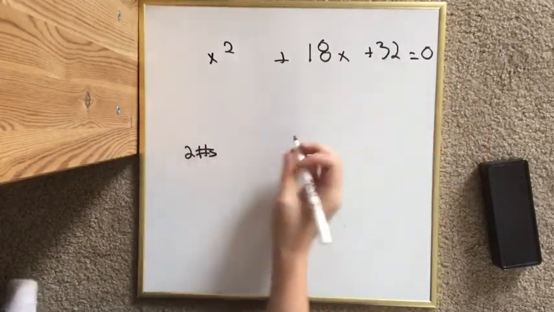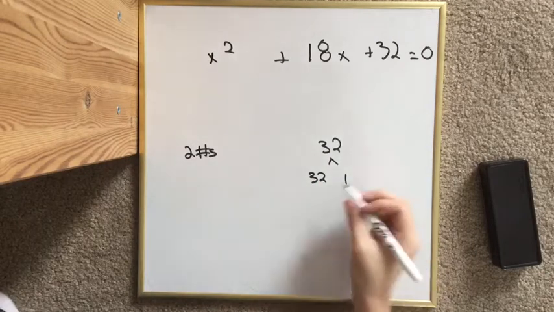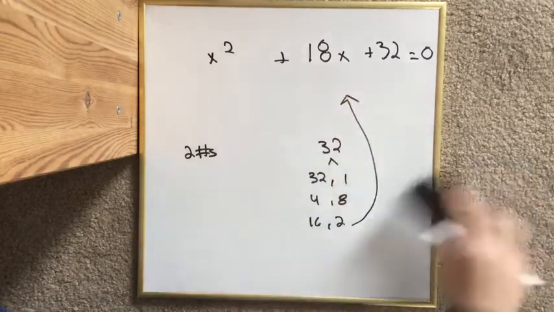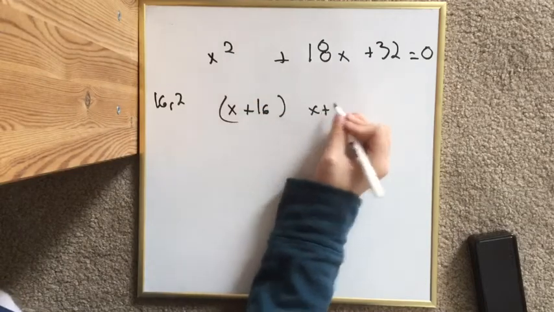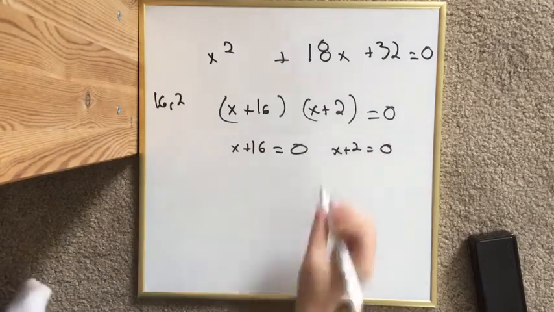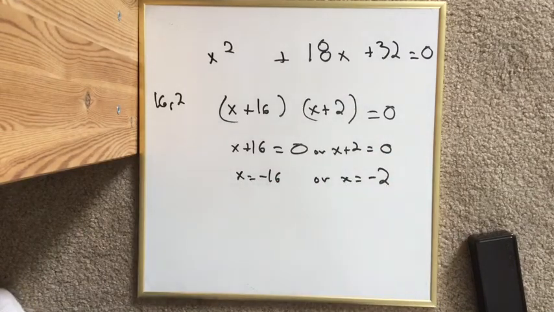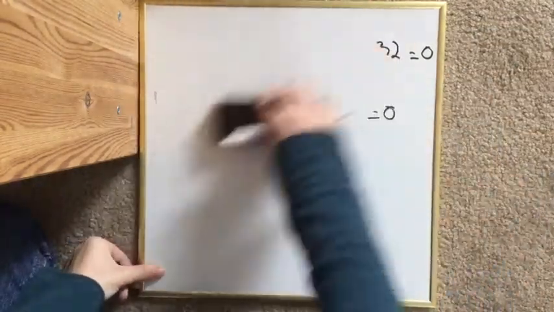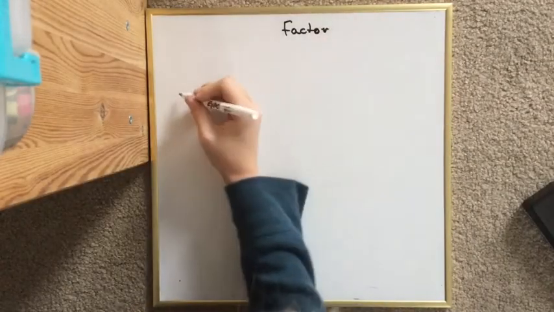So we find our two numbers. It's not 32 and 1, not 4 and 8, but it is 16 and 2. 16 and 2 would be our numbers here. Again, I'm going really fast. So x plus 16 times x plus 2 equals 0. x plus 16 equals 0, or x plus 2 equals 0. x equals negative 16. x equals negative 2. You plug them in. They both work. Okay? If only one worked, then you would just have one answer for x. But in this case, there were two answers that worked for x.